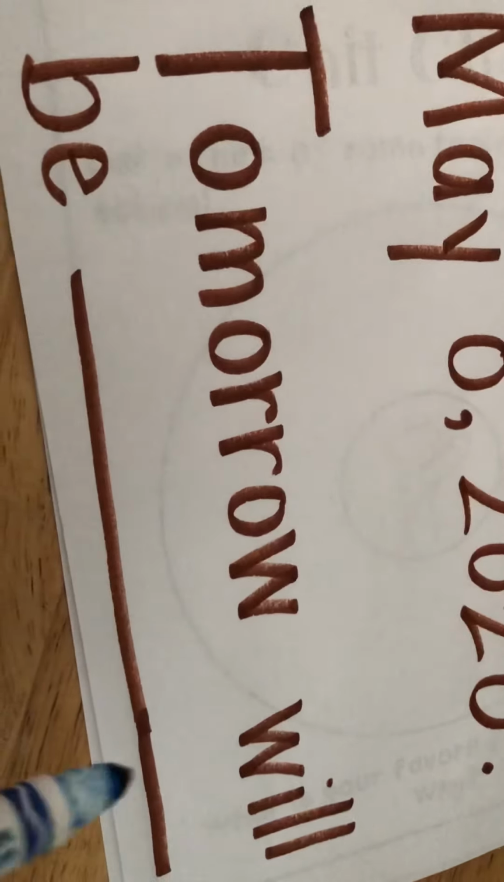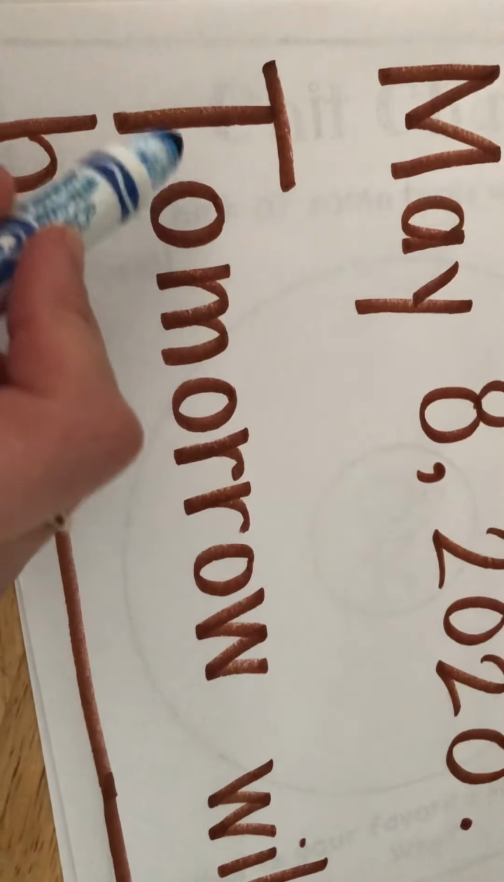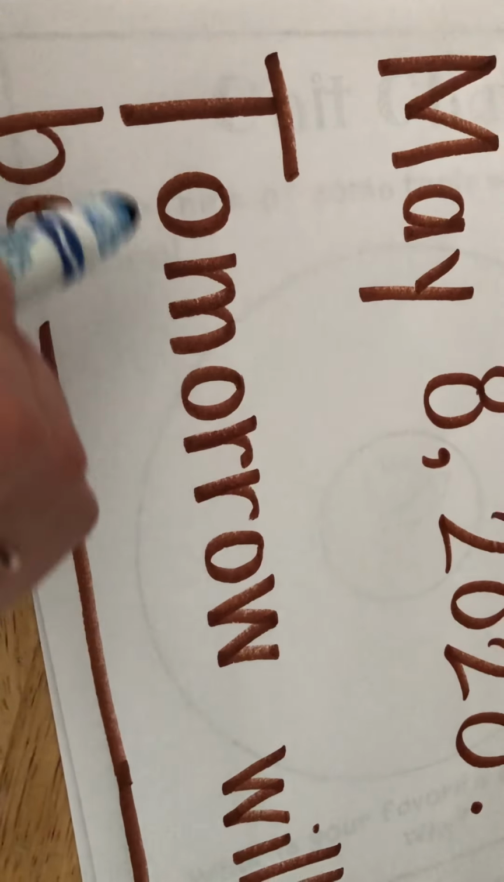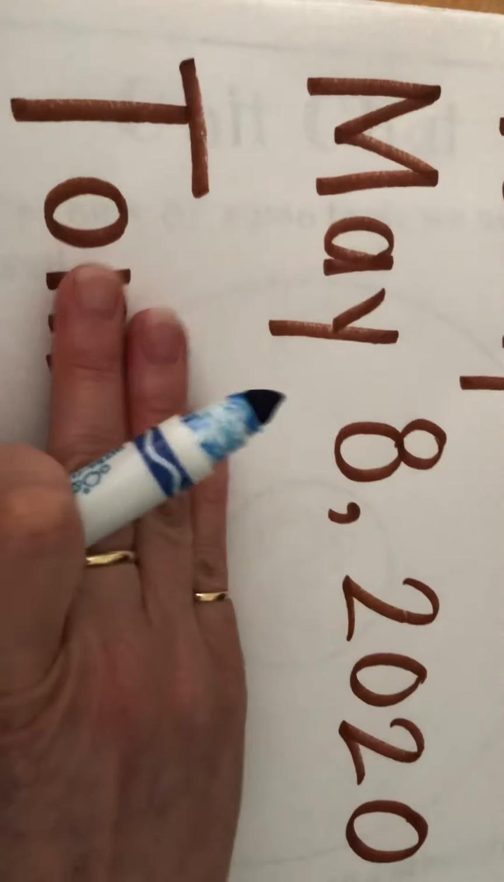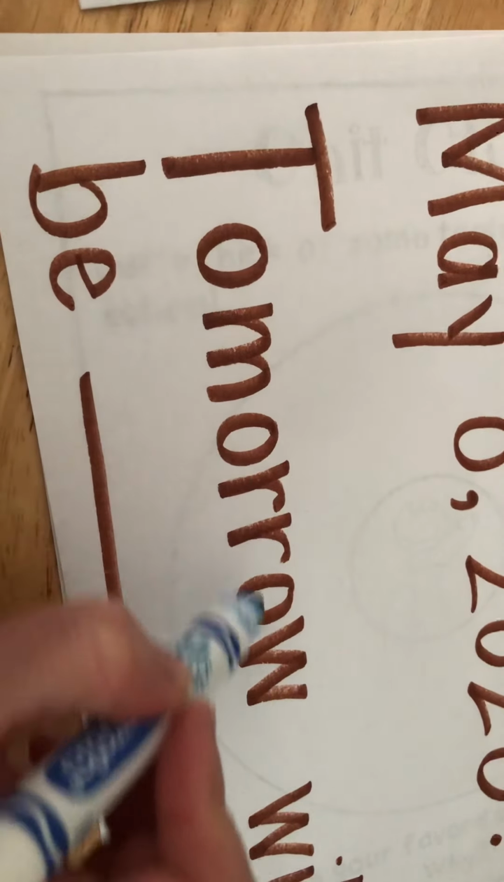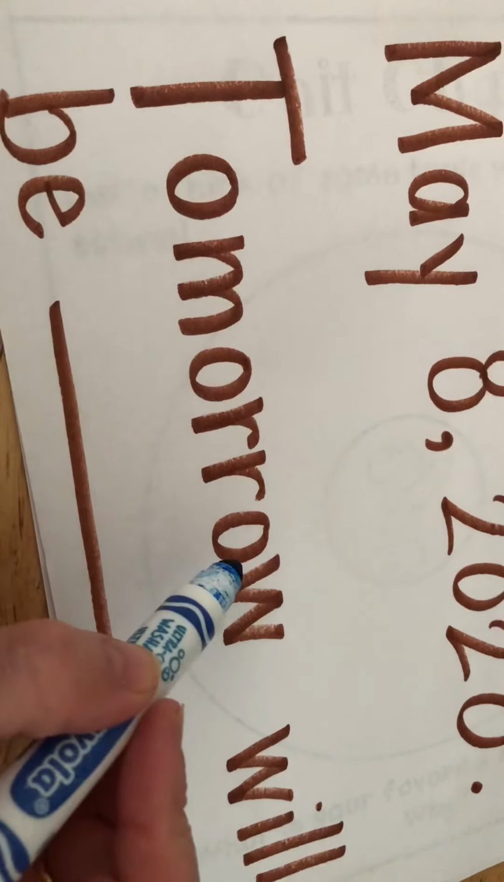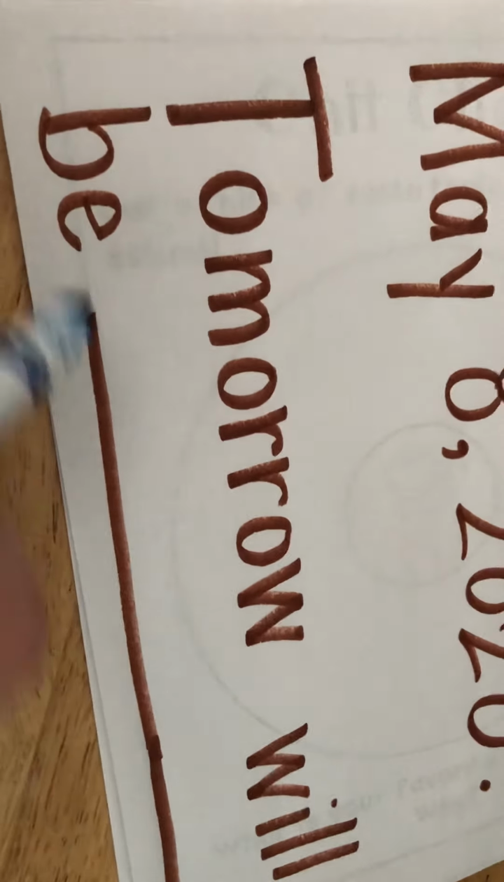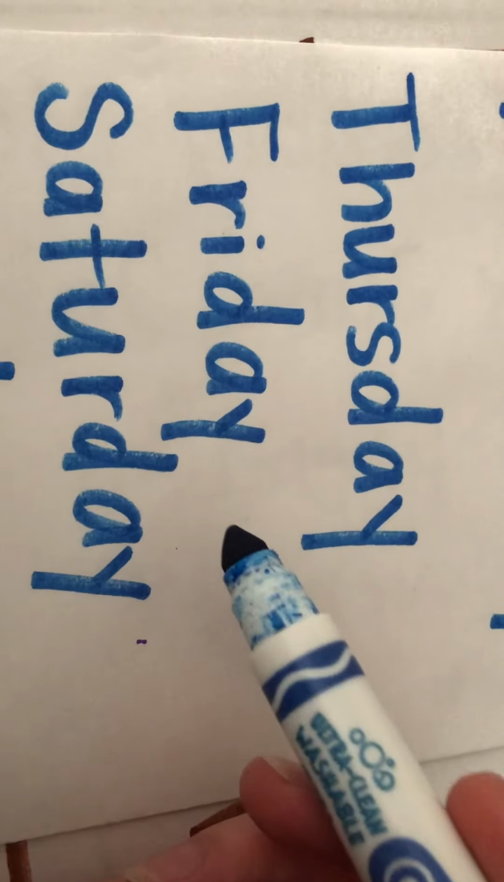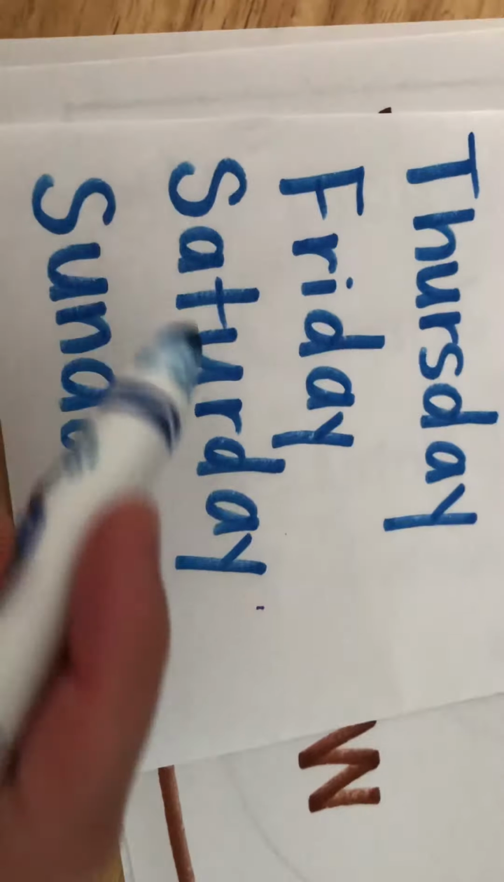All right, our last part of our morning message is going to, again, be reading this big word. Do you remember what this word is? Oh, I see a small word in there, the word to. So we have tomorrow. Tomorrow will be, do you know what tomorrow will be? Remember, today is Friday. So the next day, or tomorrow, is Saturday.